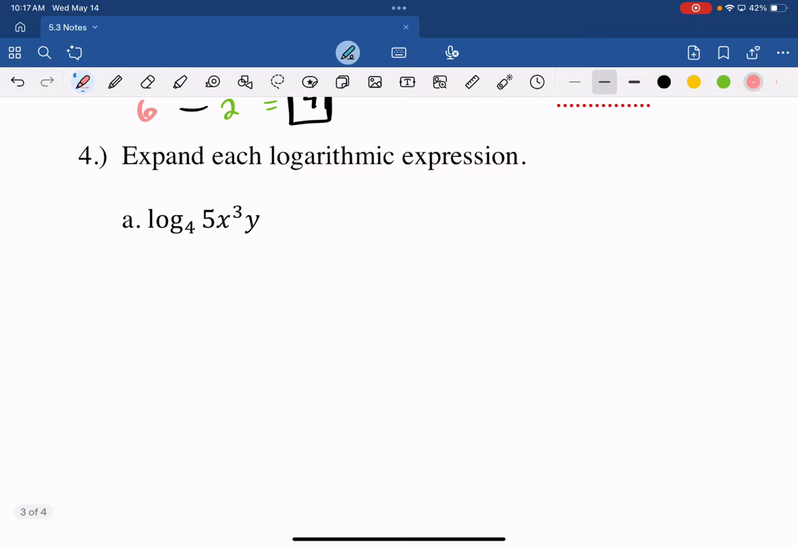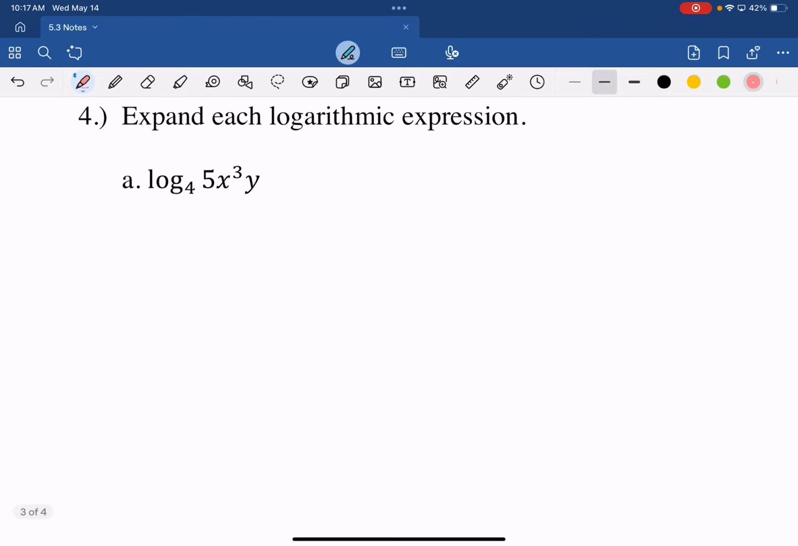Okay. Expand each logarithmic function. When you see that word in the directions, that means we're going to make our problem way longer than we have it already by doing pluses and minuses and all that jazz. The first thing we should look for is multiplication and division. So, do I see multiplication or division? Unfortunately, you see multiplication. Why are you such a Debbie Downer about that? I think it's easier.